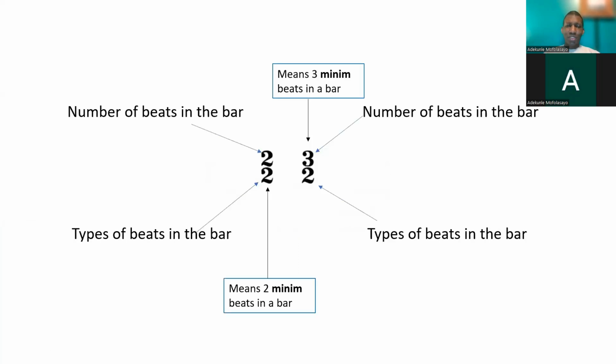Now we have 2 other time signatures on the screen. One is 2-2 and the other one is 3-2. Remember, the top number tells us the number of beats in the bar, and the bottom number tells us the type of beats in the bar. So this means 2 minim beats in each bar, and this means 3 minim beats in each bar.